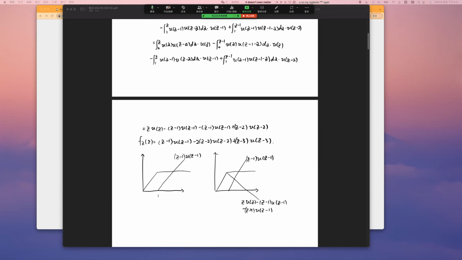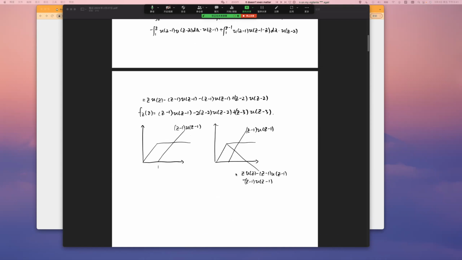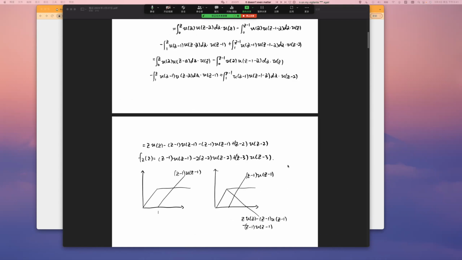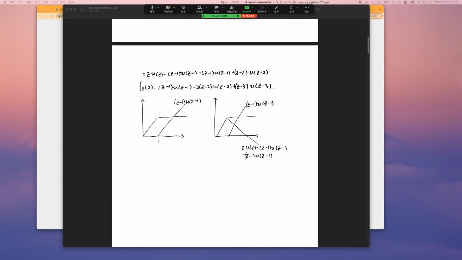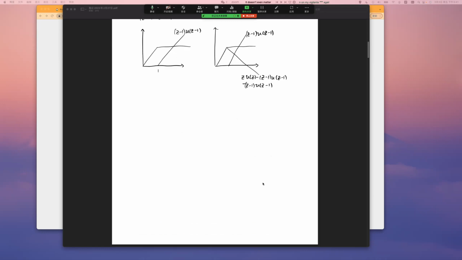So this part is more like calculating. And we can get the final result line here. And the graph is here. This is for (z minus 1) u(z minus 1), and this graph is z u(z) minus (z minus 1) u(z minus 1) minus (z minus 1) u(z minus 1).